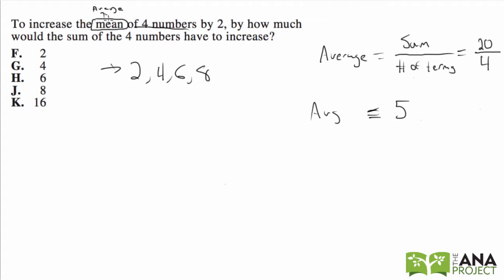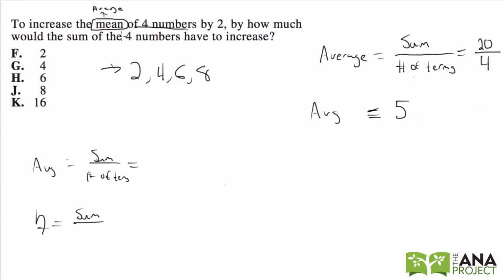Now it says to increase the average of the four numbers by 2. So I'm going to rewrite the average formula here. Average equals sum over number of terms. So to increase the average by 2, so instead of 5, to have the average be 7, how much would the sum of the four numbers have to increase? So we are looking for the sum.